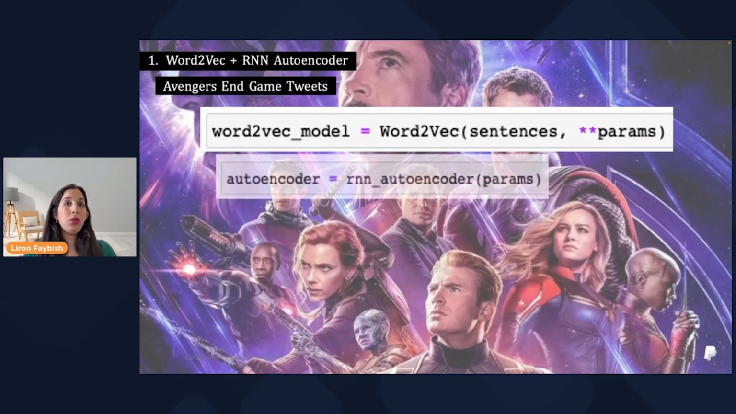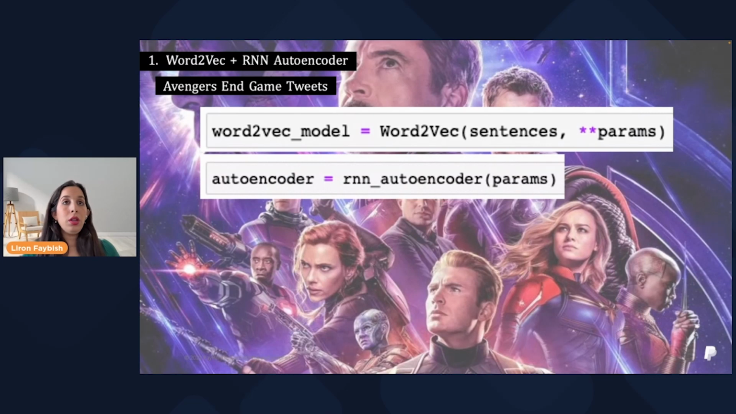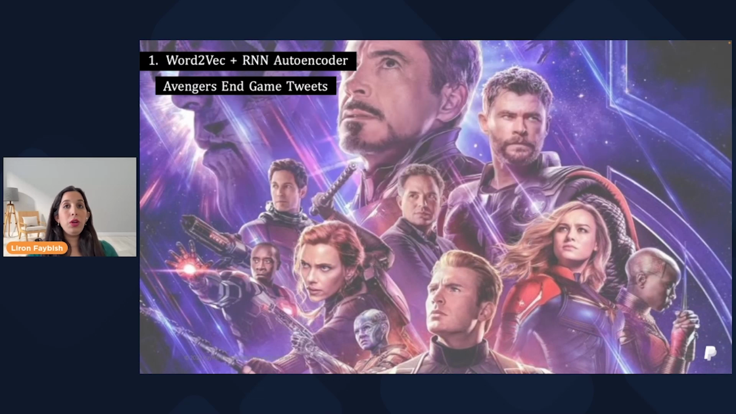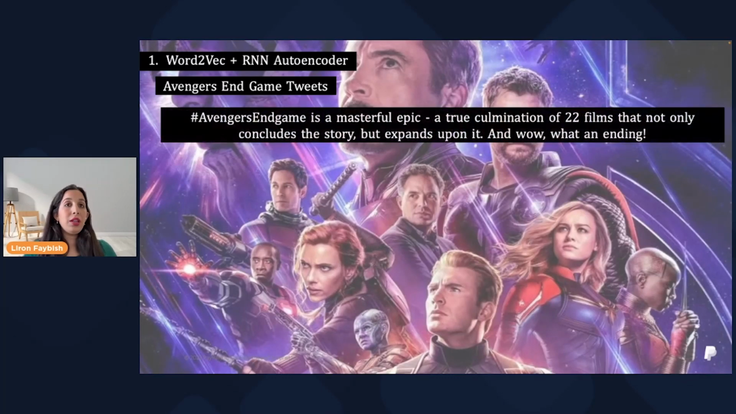After training the word-to-vec, we need to train the RNN autoencoder. We take the output of the word-to-vec, which are the encoded vectors, the sequences, and we build the RNN autoencoder. After training the model, we have a reconstruction loss for each sequence. In order to test the full architecture of word-to-vec and RNN autoencoder, we created three types of sentences. The first is the original sentence. For example, Avengers Endgame is a masterful epic, a true culmination of 22 films that not only concludes the story, but expands upon it, and wow, what an ending. So that would be our first sentence.